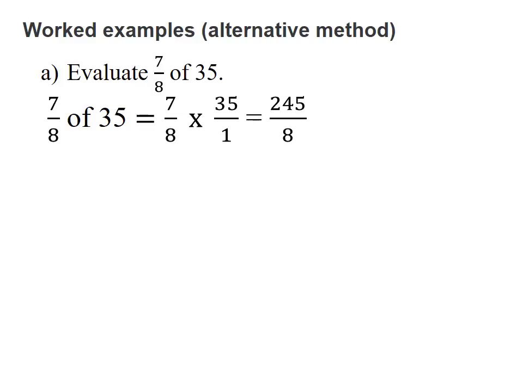And 8 times 1 is 8. So we have 245 divided by 8, which is 30, remainder 5, and those 5 are 5/8. So it gives you the same answer, it's just an alternative way of doing it.